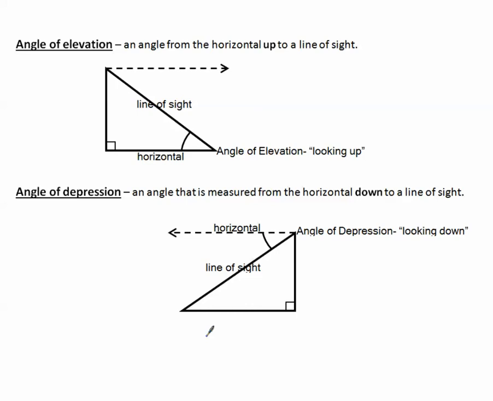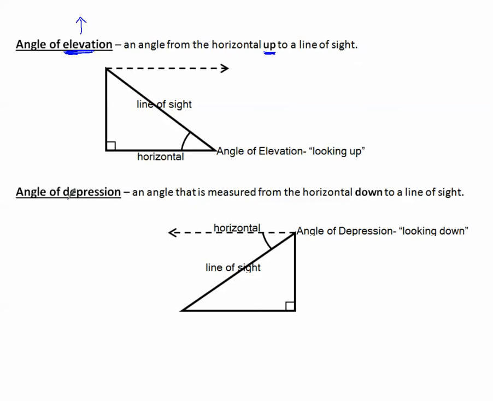Let's practice applying solving right triangles to real-world problems. Angle of elevation and angle of depression. Those are terms that are going to be necessary for being able to set up the scenario where we have a right triangle situation. Angle of elevation: think of elevate, like an elevator to go up. It is the angle from the horizontal up to a line of sight.